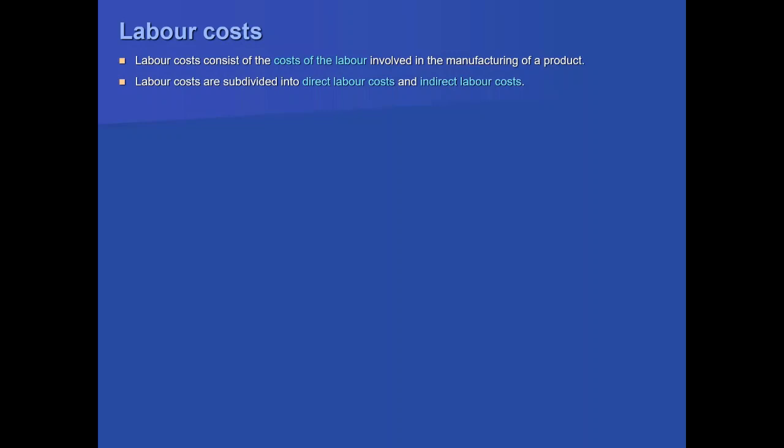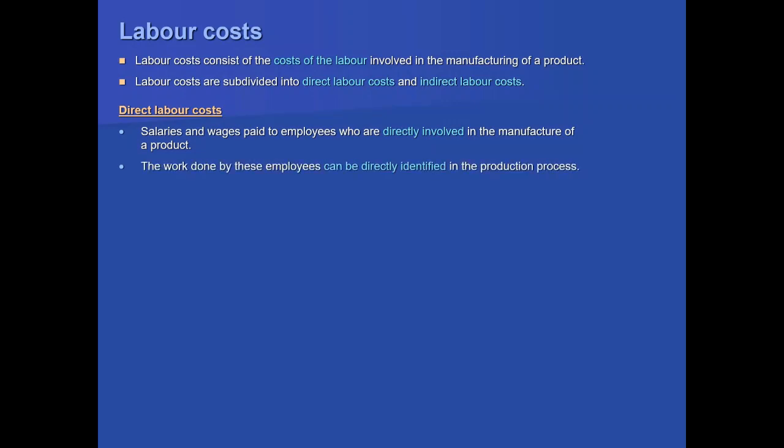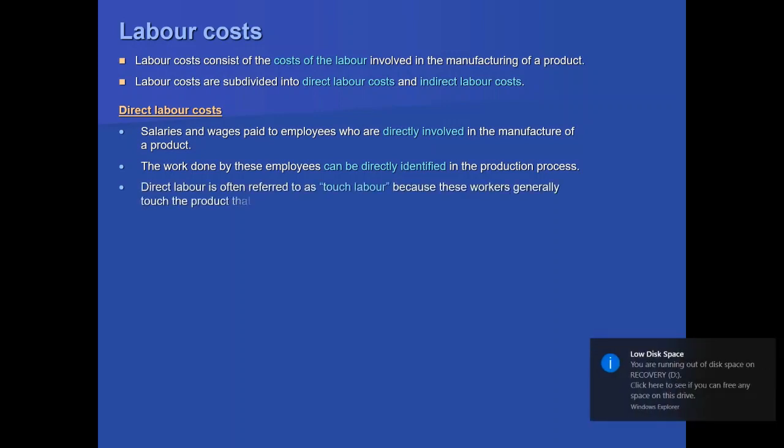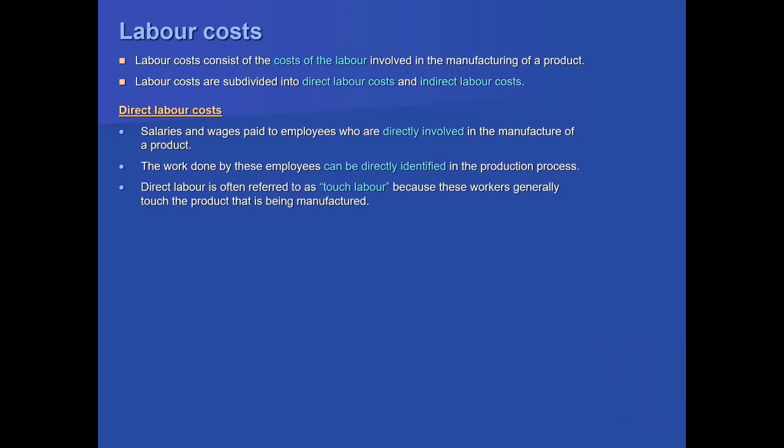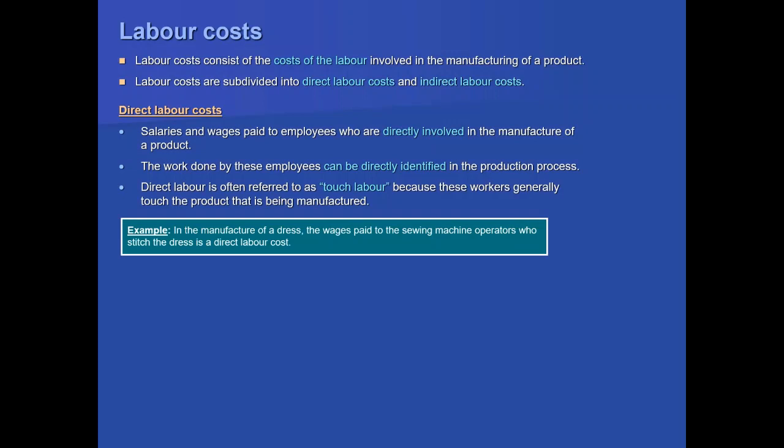The second category of the manufacturing costs is the labor costs. So that consists of the cost of the labor involved in the manufacturing of the product. And similarly, labor cost is divided into two main categories, namely direct labor costs and indirect labor costs. Firstly, the direct labor costs are the salaries and wages paid to the employees who are directly involved in the manufacture of a product. The work done by these employees can be directly identified in the production process. Direct labor is often referred to as touch labor because these workers generally touch the product that is being manufactured. An example is, in the manufacture of a dress, the wages paid to the sewing machine operators who stitch the dress is a direct labor cost.